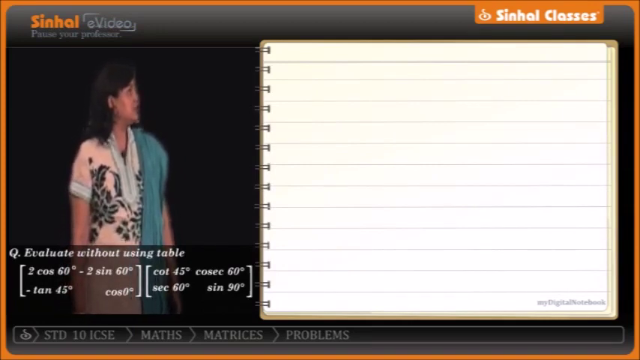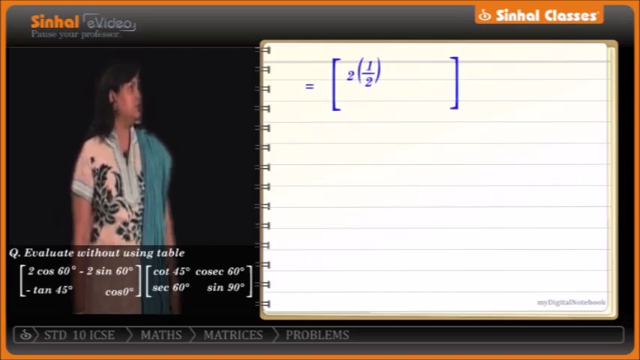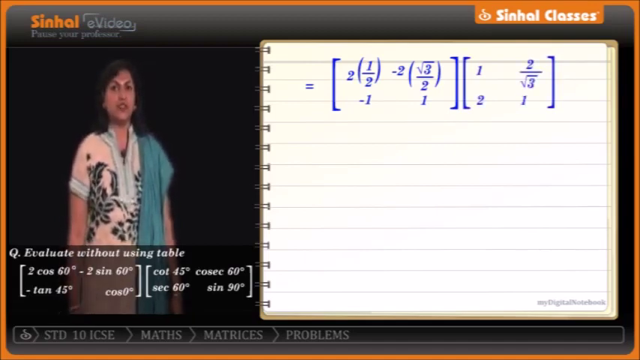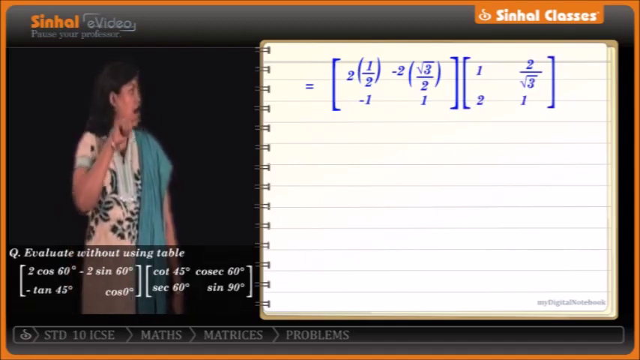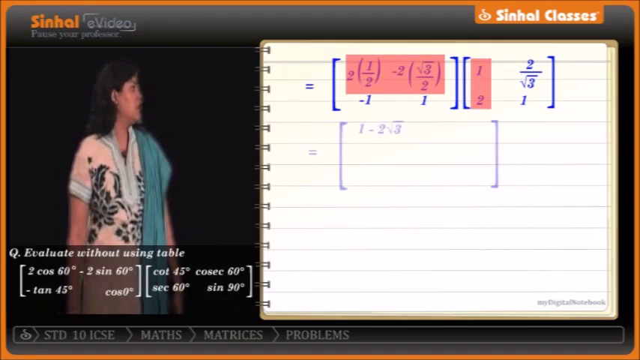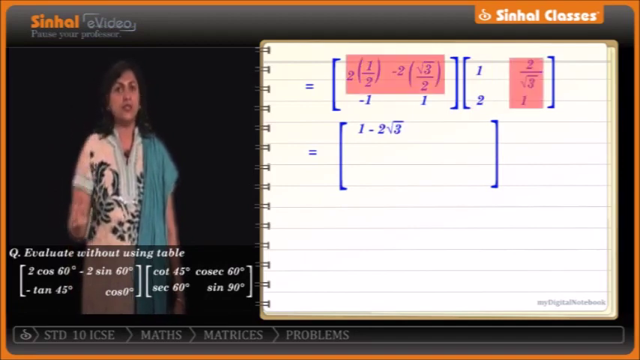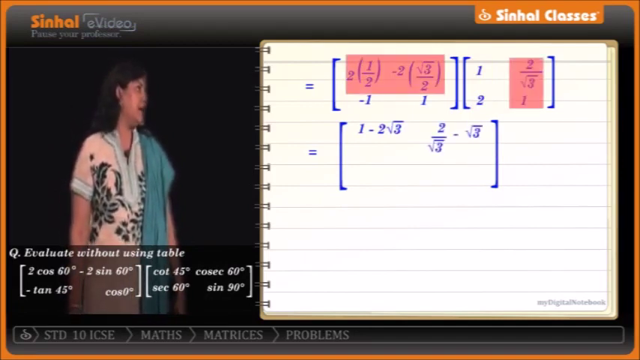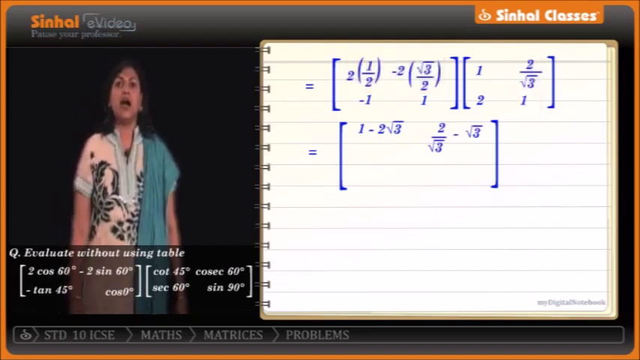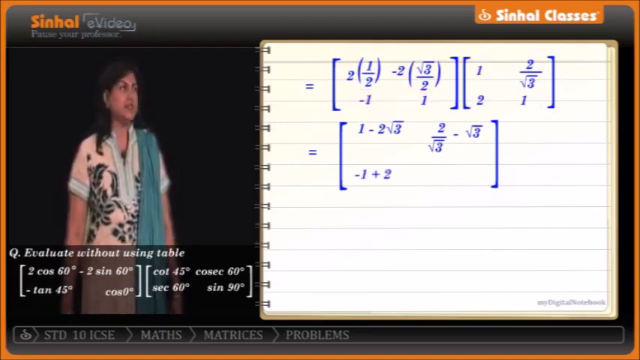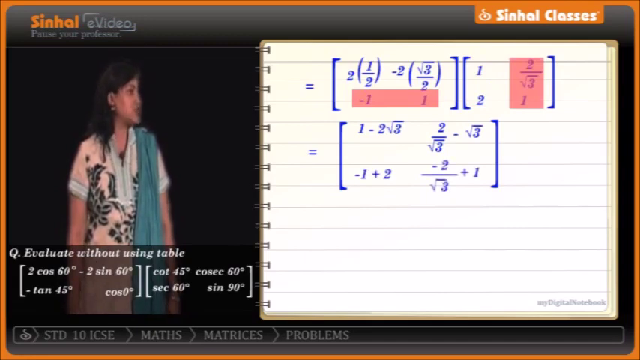Now, we substitute these trigonometric values in the above two matrices. We get them as [2 into half, minus 2 into root 3 by 2; minus 1, 1]. Second matrix as [1, 2 by root 3; 2, 1]. Now we multiply the two matrices. First element R1, C1, that gives us 1 minus 2 root 3. Second element R1, C2, we get 2 by root 3 minus root 3. Third element R2, C1, which gives minus 1 plus 2. The fourth element here is minus 2 upon root 3 plus 1.